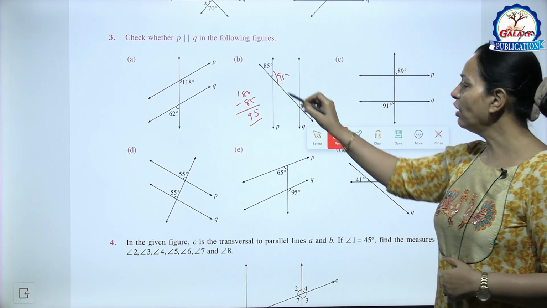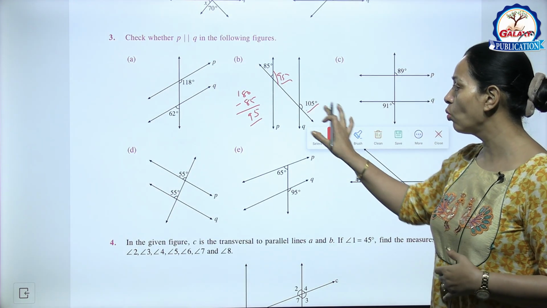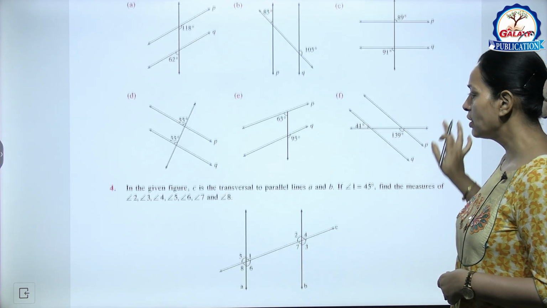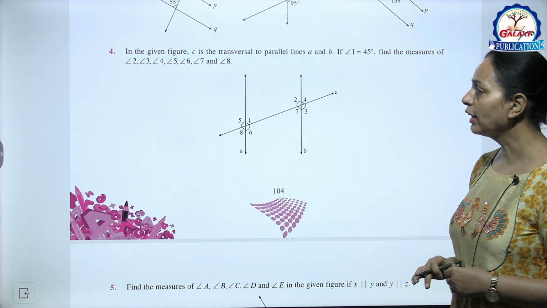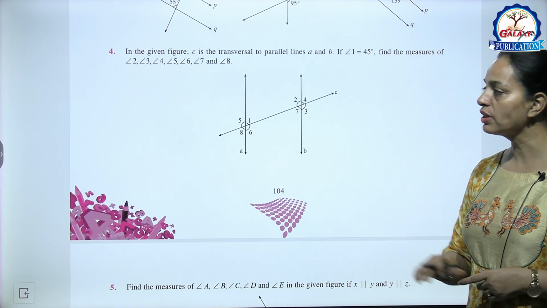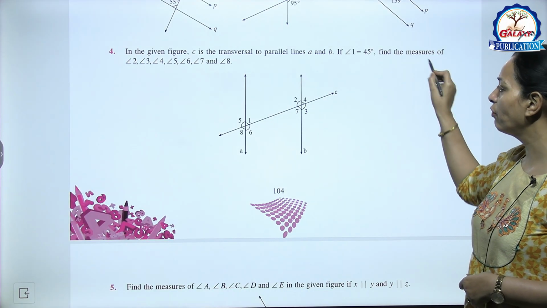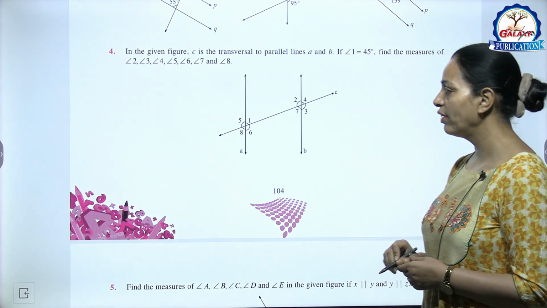Now you can see 95 and 105. These are corresponding, but these are not the same. So here the lines are not parallel. Similarly, you can check the other pairs. Now the fourth one, in the given figure, C is the transversal to the parallel lines A and B. If angle 1 is 45, find the rest of the angles 2, 3, 4, 5, 6, 7 and 8.